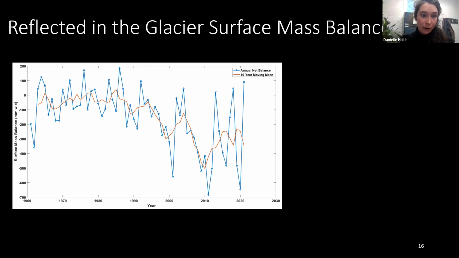And here you can see since the start of the record that there's a relatively stable pattern of near balance on Devon Ice Cap, and then at the turn of the century, there's a more negative slope that occurs, and these were the conditions when the 2012 firn cores were extracted. And then since then, there's this positive upward slope in glacier mass balance on Devon Ice Cap due to this large interannual variability that we're seeing now.